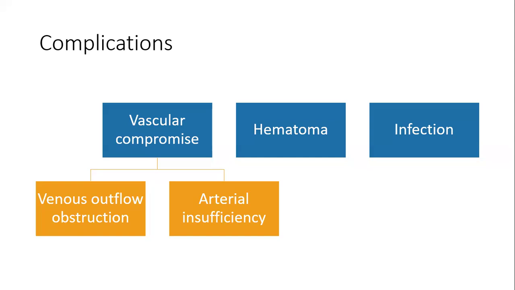Flap complications. These are usually vascular compromise, either because of venous obstruction or arterial insufficiency, and hematoma formation or infection. Recent studies have shown that most of the time when we find vascular compromise and take the patient for re-exploration, venous outflow obstruction is seen in the majority of cases in comparison to arterial insufficiency.